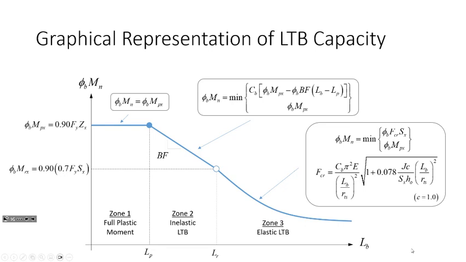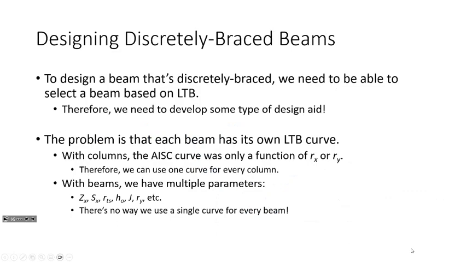Like, in order to fully plot this, we need RTS, we need J, we need SX, we need LP and LR, we need BMP, right? In order to plot one curve for one beam, we need all sorts of different parameters, okay? This is a different problem than when we were dealing with columns.